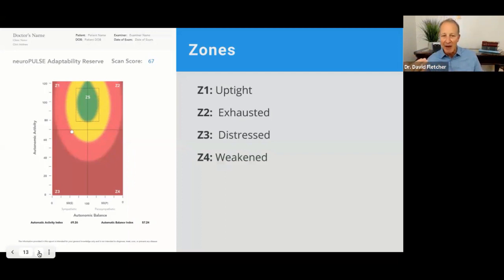Whereas if we have the person in zone 2, it means that they're trying to drive, but they've got their brakes on. They're riding their brakes. They're constantly pulling themselves into a poor zone. And we know that over time, if you ride the brakes too long, those brakes actually seize. And that's what we see in zone 4. It's a very depleted or weakened state.